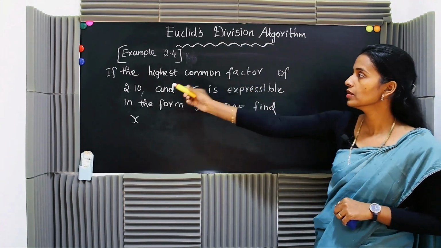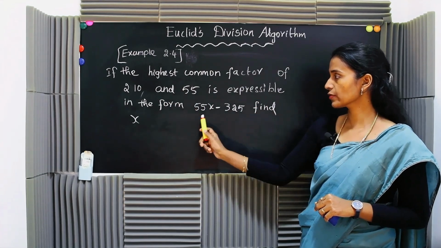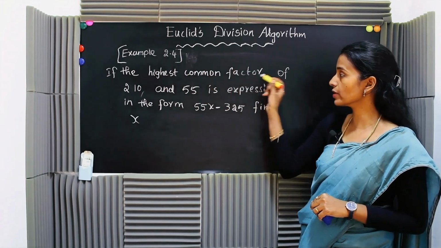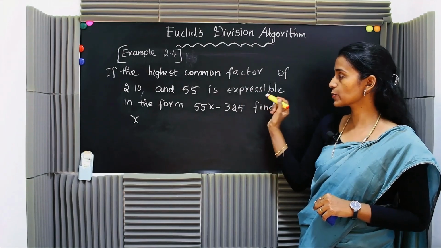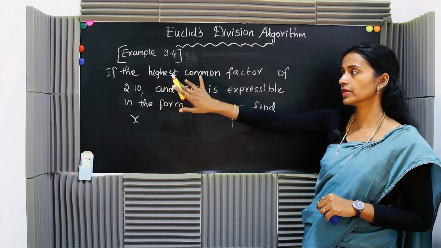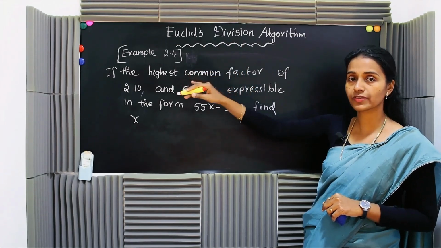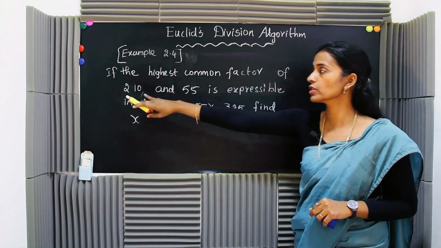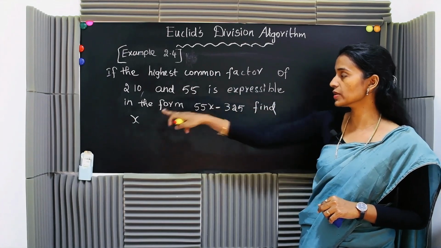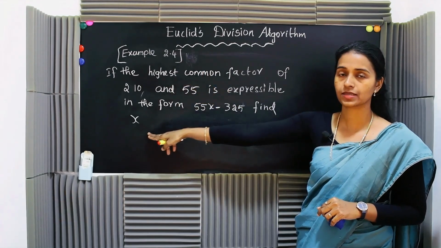Let me read the question. If the highest common factor of 210 and 55 is expressible in the form 55x minus 325, find x. Here we need to find out the HCF first. HCF means GCD, right? The same process we learnt in the previous session. So we find the HCF of 210 and 55 first. Then the value of HCF equals this expression, and then we need to find x. Okay, this is the question.